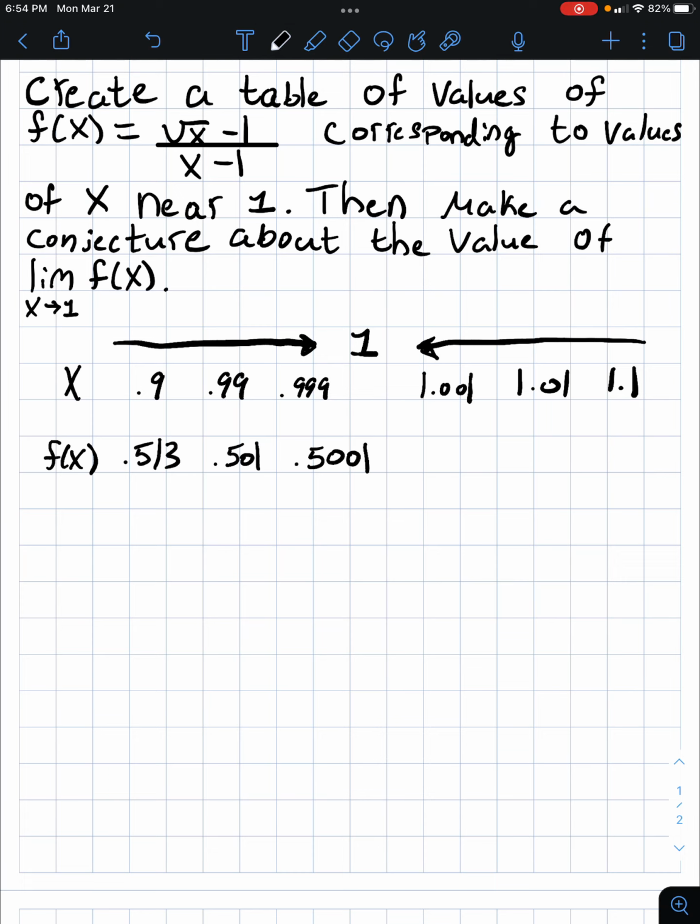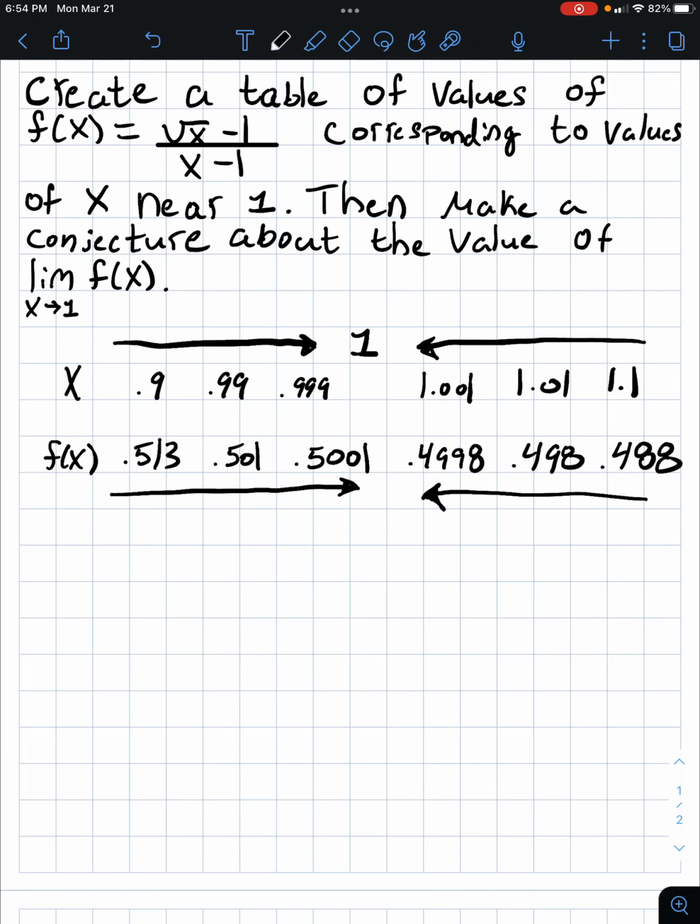And on the right-hand side, if we plug in 1.001 into f of x, we get 0.4998. And if we plug in 1.01 into f of x, we get 0.498. And if we plug in 1.1 into f of x, we get 0.488.